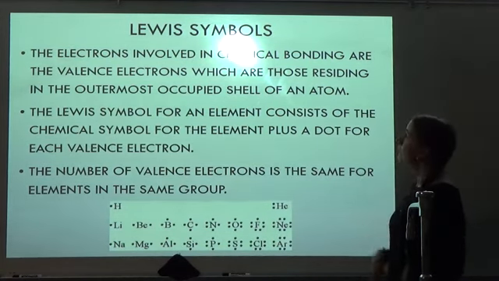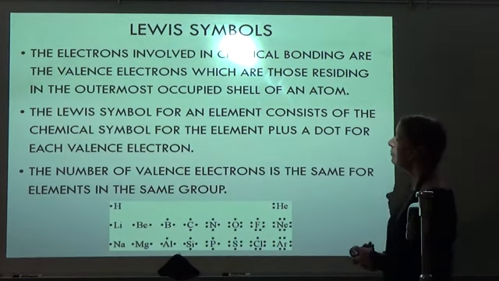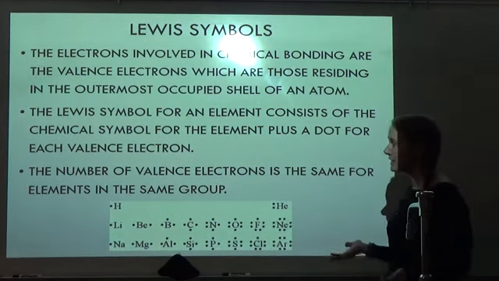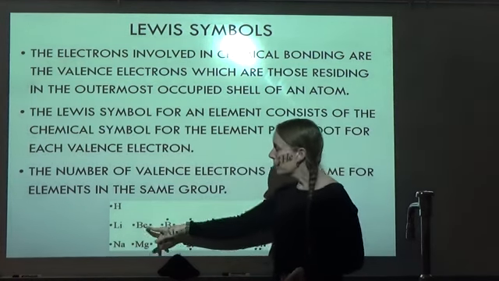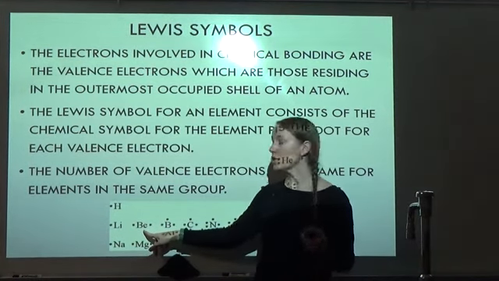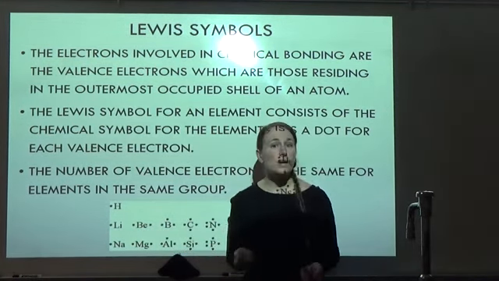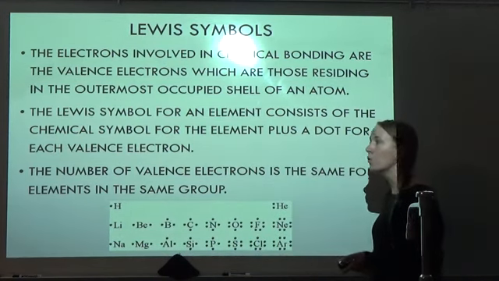The Lewis symbol for an element consists of the chemical symbol for the element plus a dot for each valence electron. For example, beryllium has 2 valence electrons, so for the Lewis symbol, I would just need 2 dots. I wouldn't be interested in any of the core electrons.